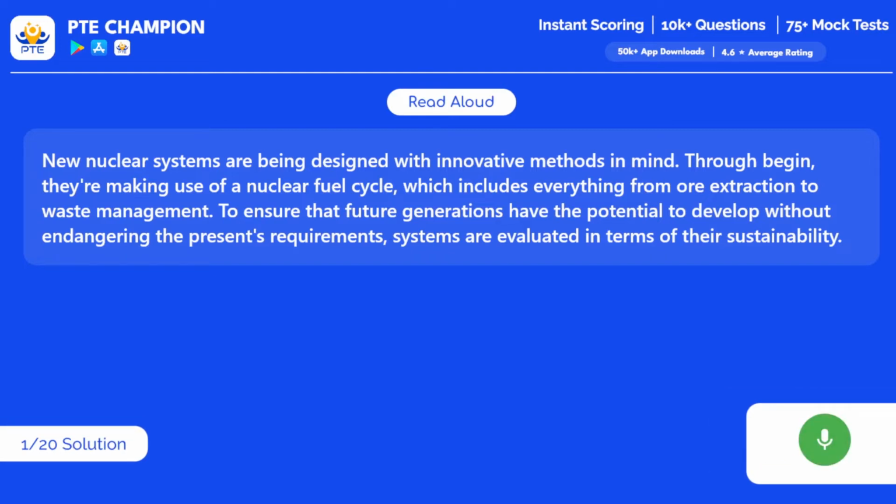New nuclear systems are being designed with innovative methods in mind. Through Begin, they're making use of a nuclear fuel cycle, which includes everything from ore extraction to waste management. To ensure that future generations have the potential to develop without endangering the present's requirements, systems are evaluated in terms of their sustainability.